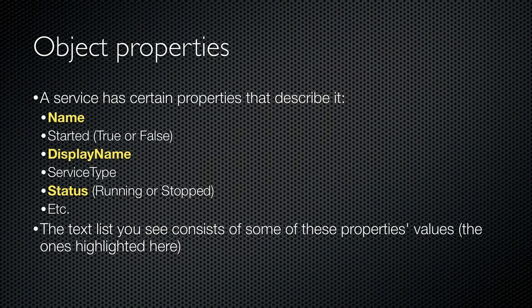Think about the components of Windows that you work with, such as files or services. A service is a good example because it has properties you can probably think of: a name, whether or not it's started, a display name, a service type, a status, stuff like that. When you run Get-Service, what you see is a list that includes three of these properties: name, display name, and status. Other properties exist for this type of object, but PowerShell doesn't display them by default.